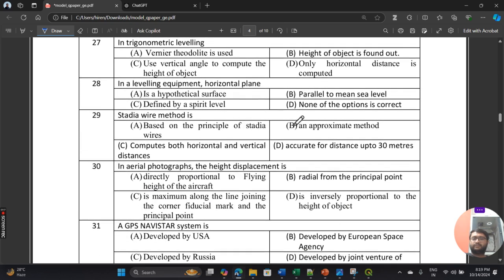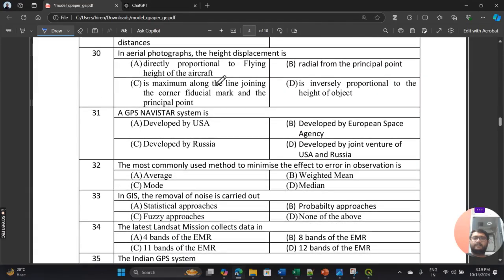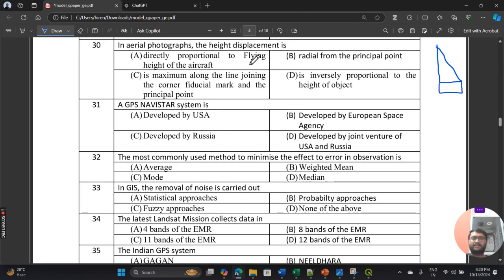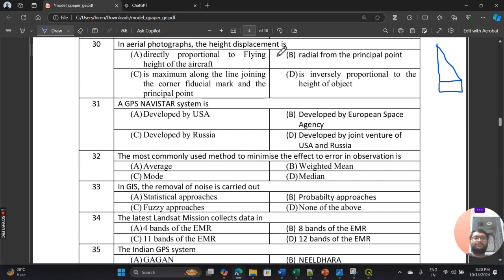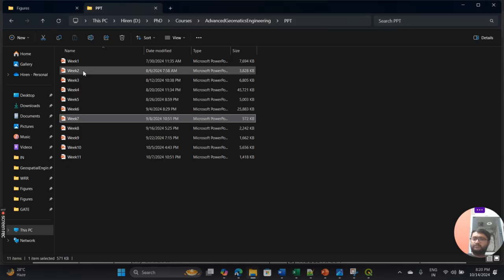Then the trigonometric. These are further questions from surveying. Then aerial photographs, the height displacement. We learned these things when we discussed relief. So this is the nadir, and then we have some tower at this particular location, and what we see in images is the relief distance of that tower, which is directly proportional to something. We have already solved this multiple times, so we'll not go into that. In general, you just have to use the formula of relief, and state what it is proportional to. I will just look into what we did.